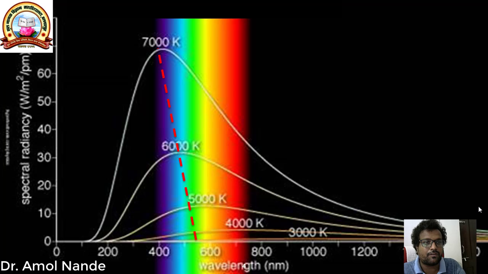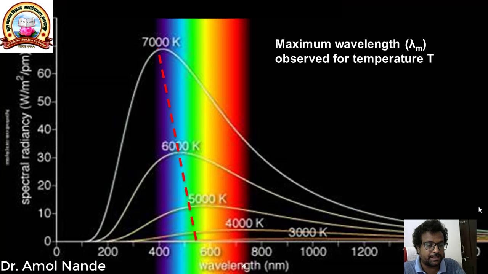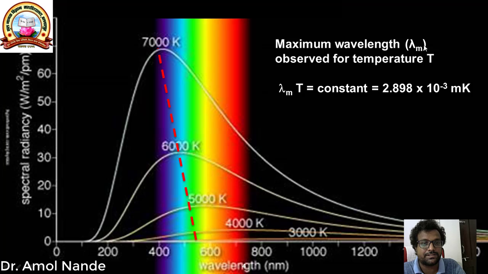For any material, the maximum wavelength multiplied by the temperature, that product, is always constant. So let us define lambda m as the maximum wavelength observed at a given temperature T. Then lambda m into T is constant, equal to 2.898 into 10 to the power minus 3 meter kelvin. It means the maximum wavelength observed for a given temperature in black body radiation, times that temperature, is always constant.